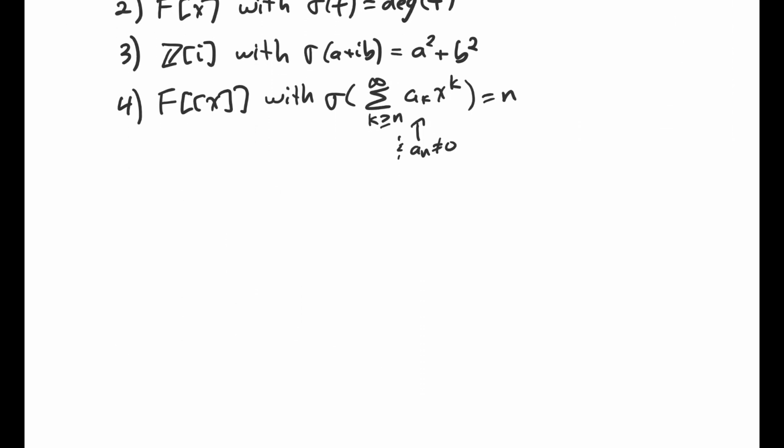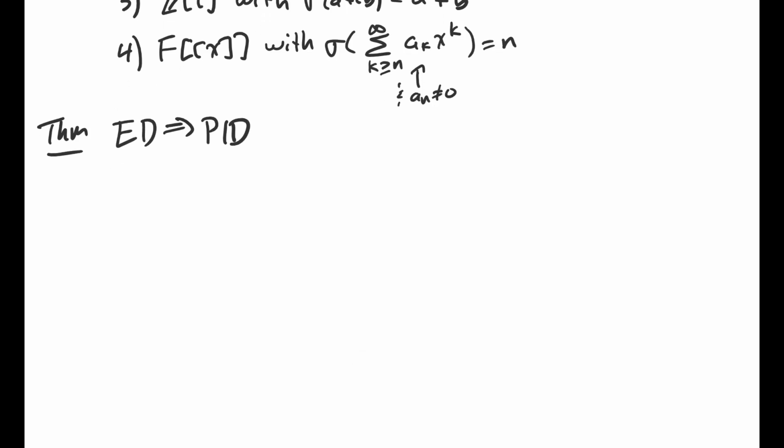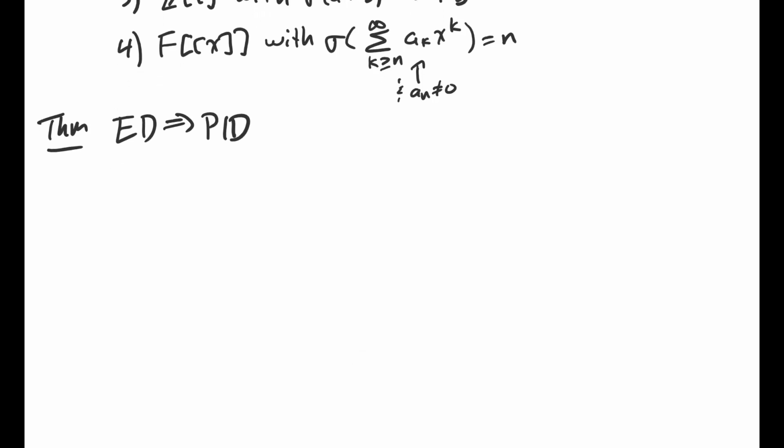Here's our first theorem, and I guess probably only theorem. Euclidean domains are principal ideal domains. And in particular, they're also unique factorization domains. Proof?